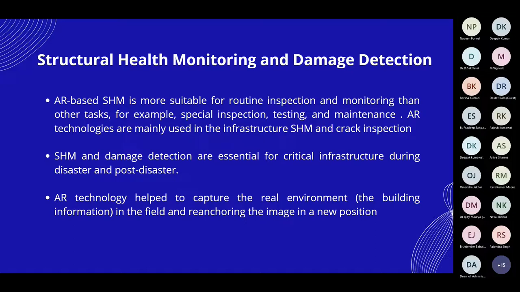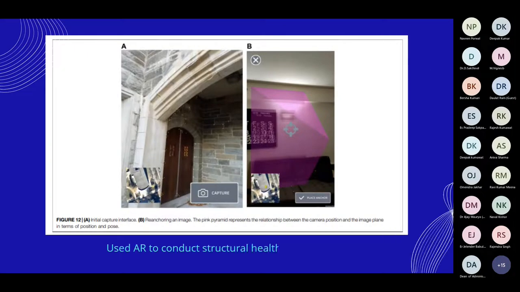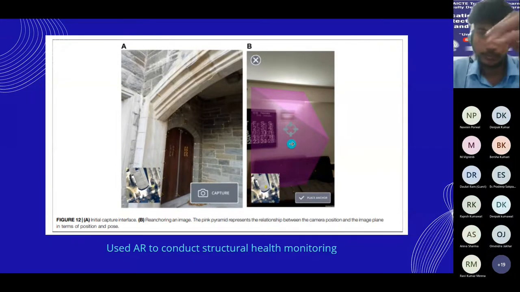Then AR technology helps to capture the real environment, that is the building information in the field, and re-anchoring the image in a new position. This is the image where the initial capture interface is considered first, and the second picture represents re-anchoring an image. We are going to capture the image first, and then represent the relationship between the camera position and the image in terms of position and pose.